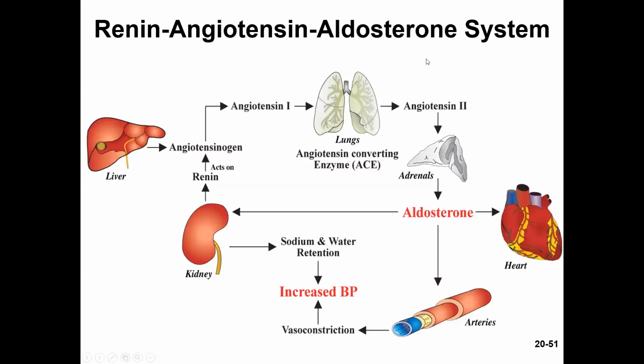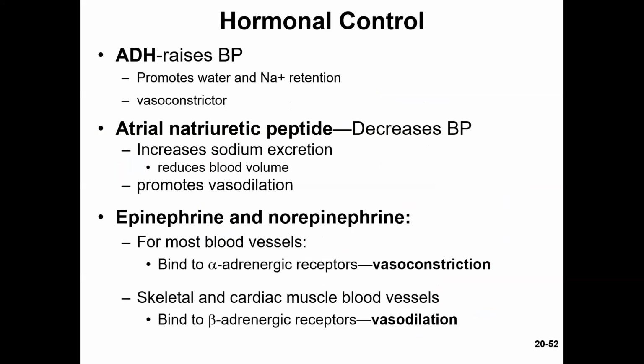In this picture, you get a good example of the renin-angiotensin-aldosterone system and how it's all linked together. So ADH raises the blood pressure. It promotes water and sodium retention because it's a vasoconstrictor.